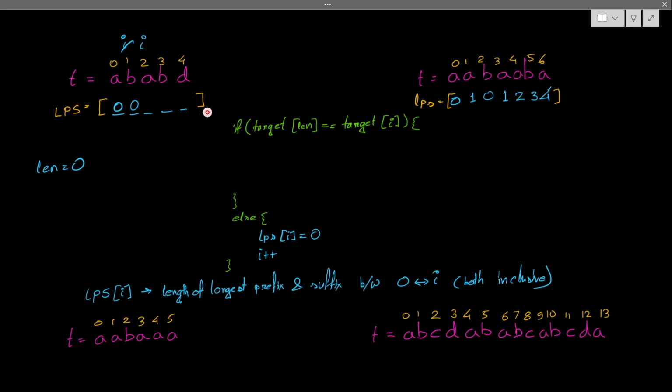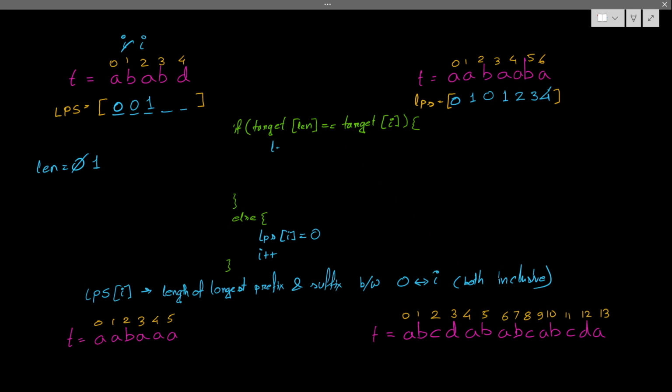Then what should I do? If target and both are the same. See, at this moment in this area, I got the longest prefix and suffix of length 1, because this is the longest prefix and longest suffix. So I got a length of 1. If it is the same, length will be incremented, and it will also be 1.